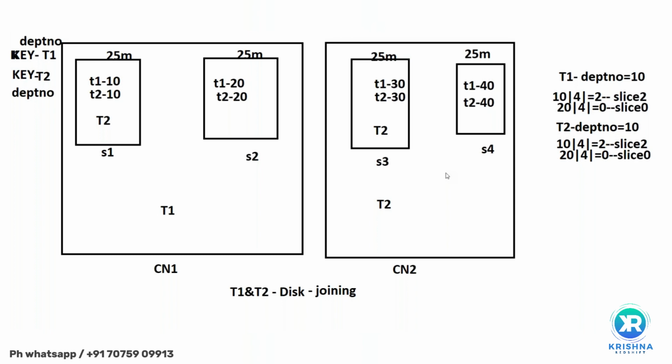So definitely when two tables are distributed this way, if more people are in one slice, that's fine, because the join is happening locally. You're not moving the data anywhere. Did you get my point?